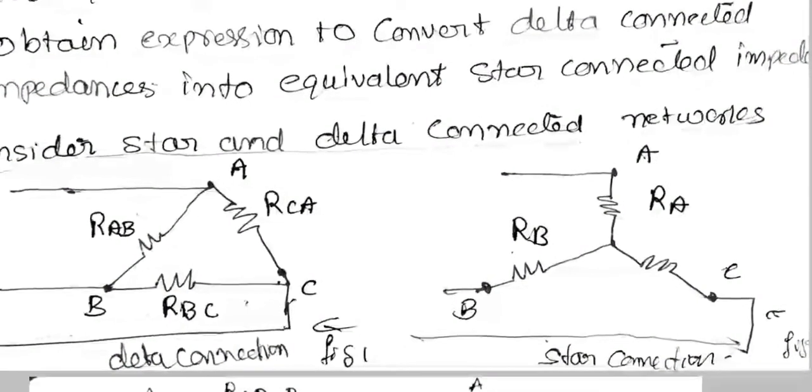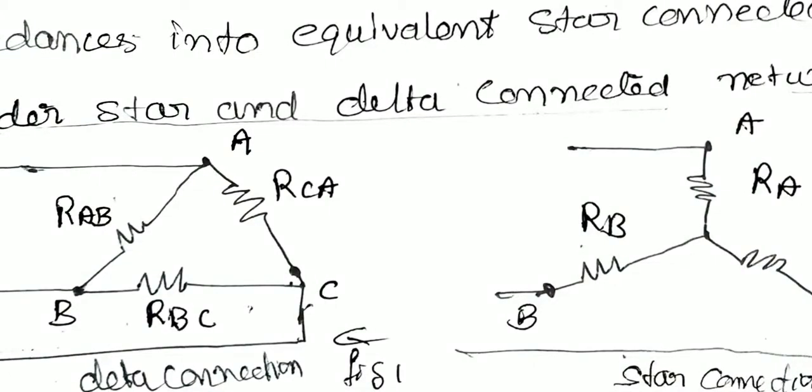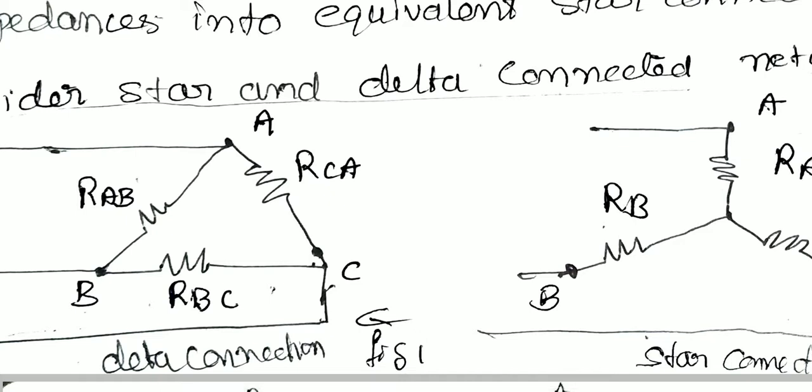If there are three resistances, and one end of one resistance is connected to one end of another resistance, and the other end of the second resistance is connected to the third resistance, and the last end of the third resistance is connected to the first resistance, in this circular manner, to form a circuit, then this type of network we call a delta network.